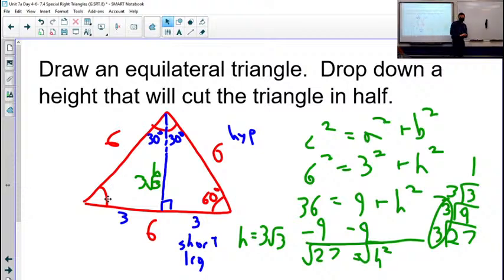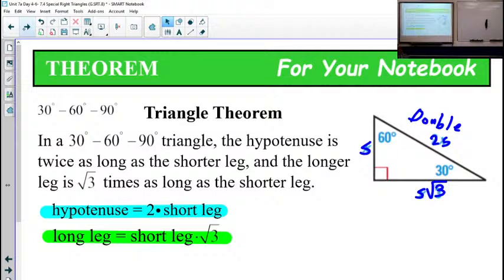So my pattern is all going to come from my short leg, which is across from the 30-degree angle. I'm going to double it to get the hypotenuse. I'm going to multiply by square root of 3 to get my longer leg. So here's how that's going to look. This is the part that goes in your notes. So it comes from splitting that equilateral triangle in half.